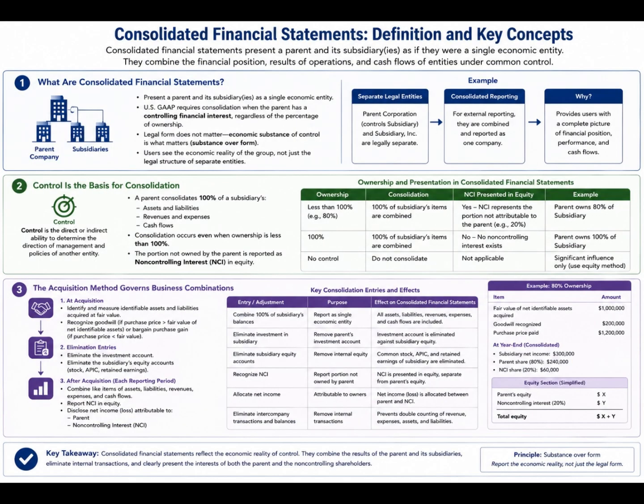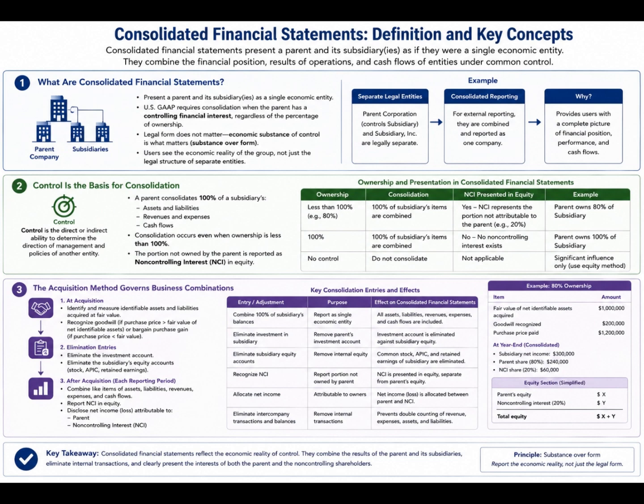H. Define consolidated financial statements. Consolidated financial statements present a parent and its subsidiary, IES, as a single economic entity. When one entity has a controlling financial interest in another, U.S. GAAP requires consolidated reporting regardless of the percentage owned.